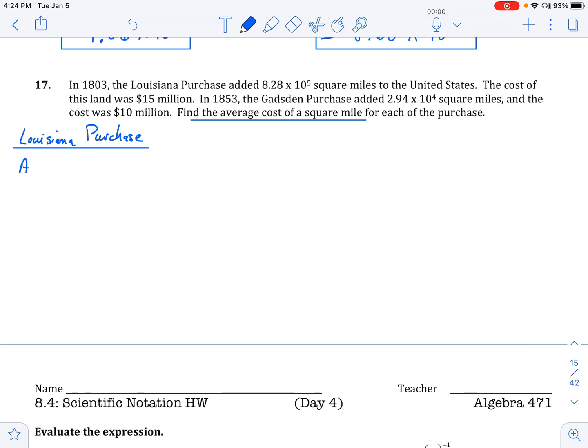So how do we find an average cost? To find that average cost, we are going to do the cost divided by the land area. And that will give us the average cost per 1 square mile. So let's take a look at this first one here, the Louisiana Purchase. It was costing $15 million. $15 million is 15 times 10 to the 6th. The amount of land we purchased here was 8.28 times 10 to the 5th.